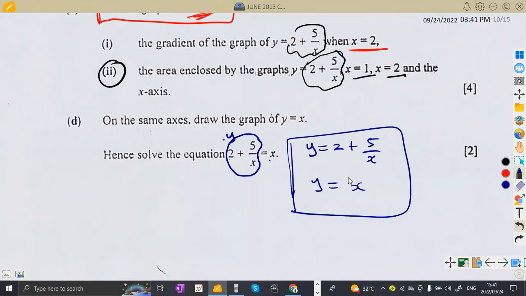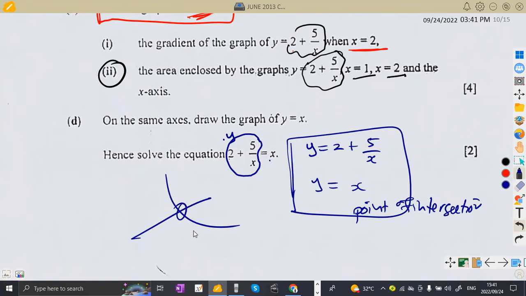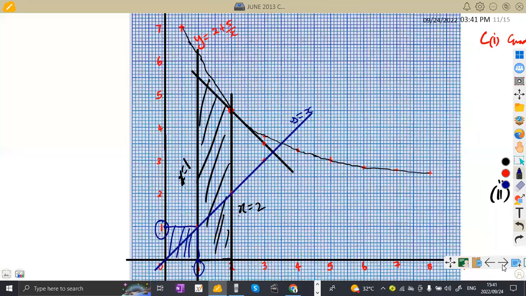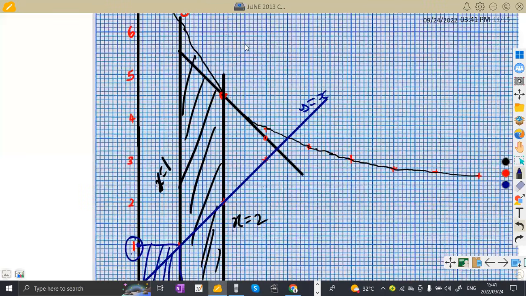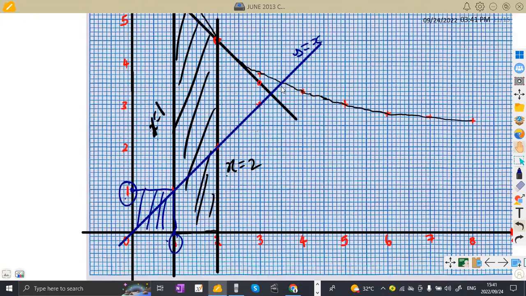So where are they equal? At the point of intersection. Where these two graphs meet, that is the point of what? Intersection. Where the graphs meet, that is the point of intersection. So at the point of intersection, that is where your answer is going to be taken from. Okay, so this is our point of intersection of the two graphs here. As you can see, the inverse graph and the straight line, they meet at this point.